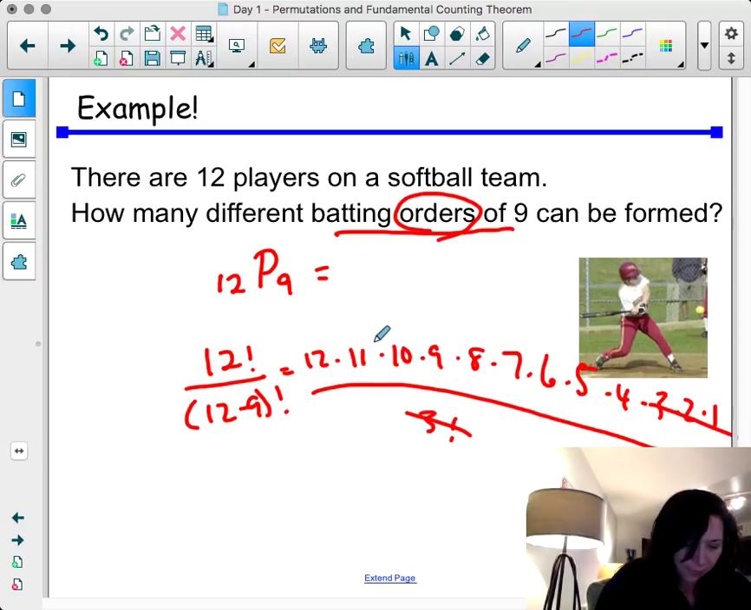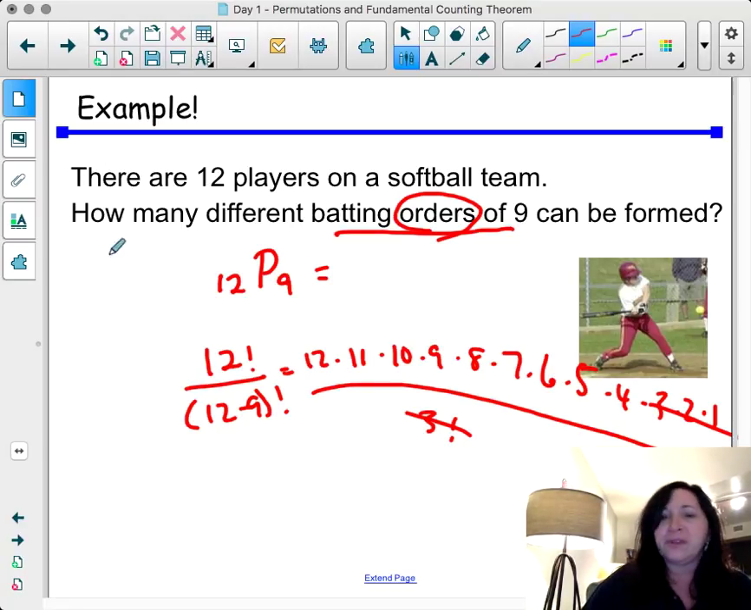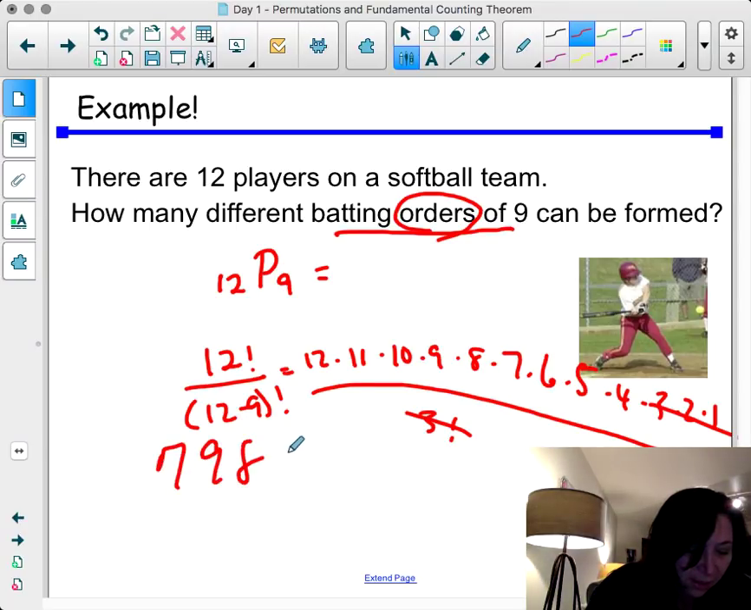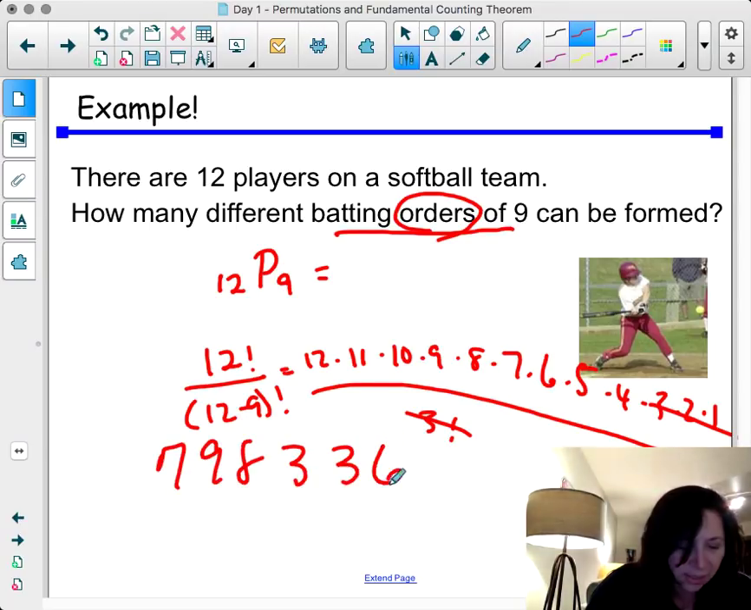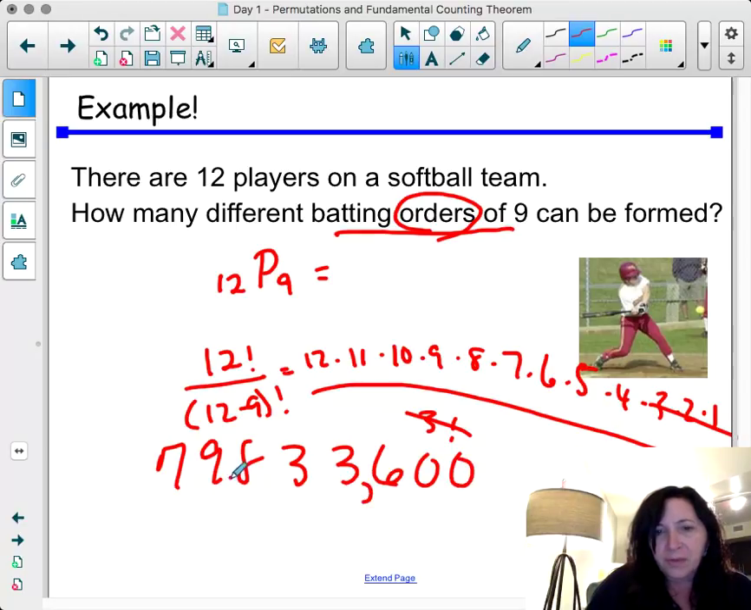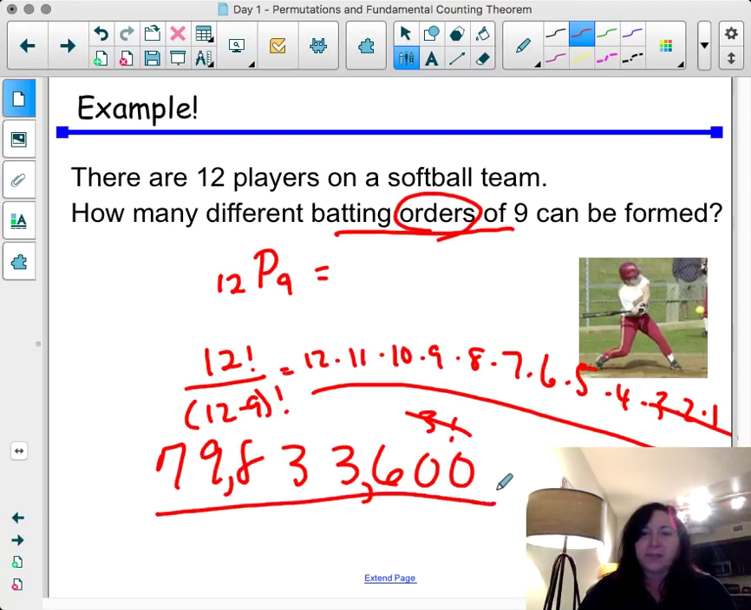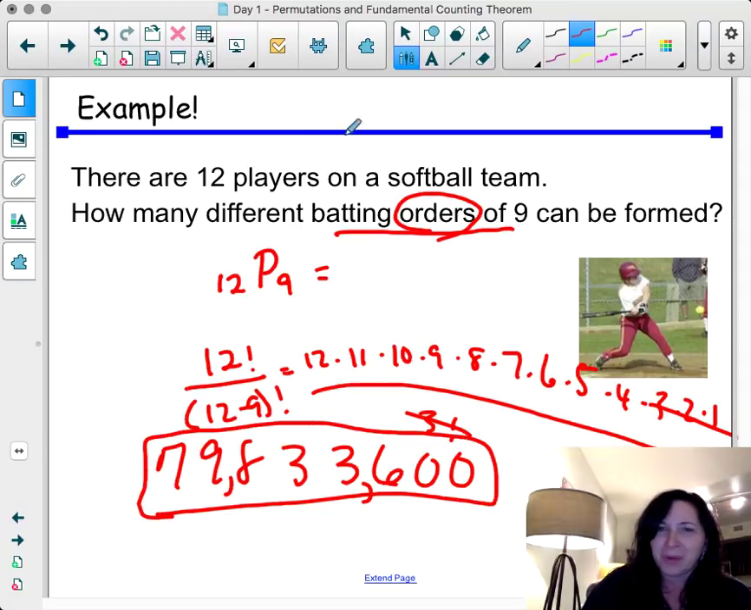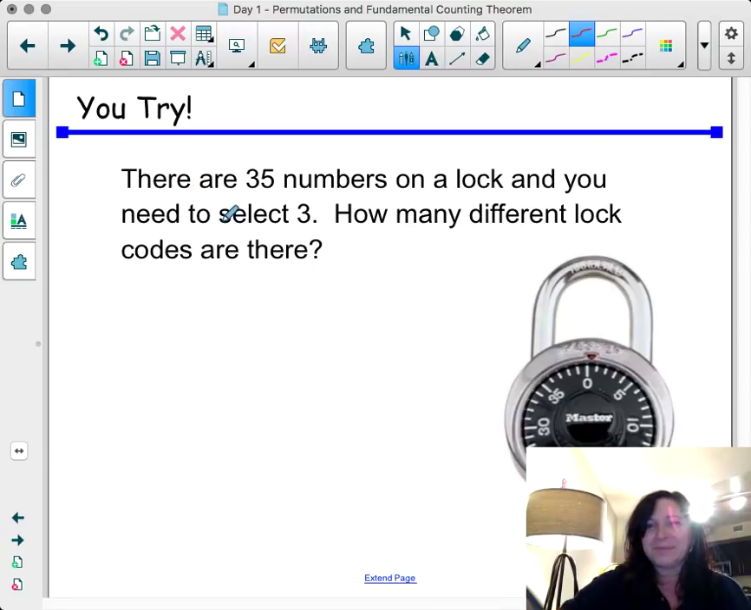So we're going to go 12 times 11 times 10 times 9 times 8 times 7 times 6 times 5 times 4. So this number, I have different choices. I've got 79,833,600. So I have 79 million different ways that I could actually select my batting order for my baseball players if I have 12 players on a team or softball.